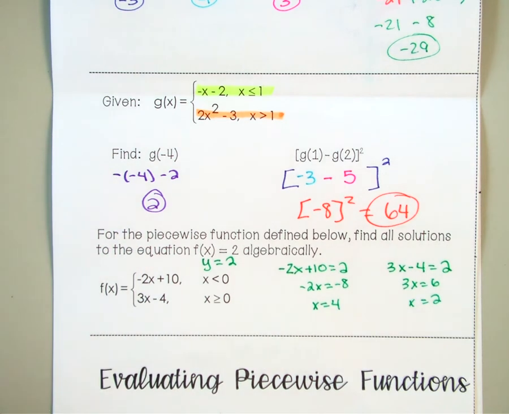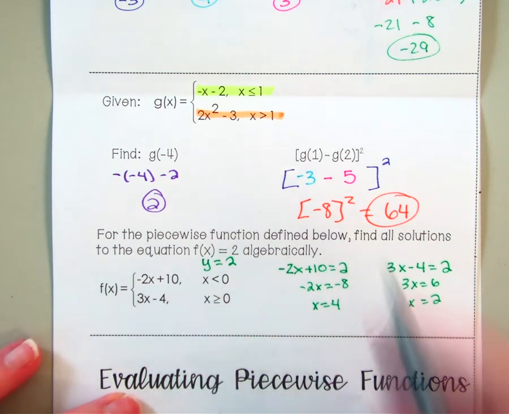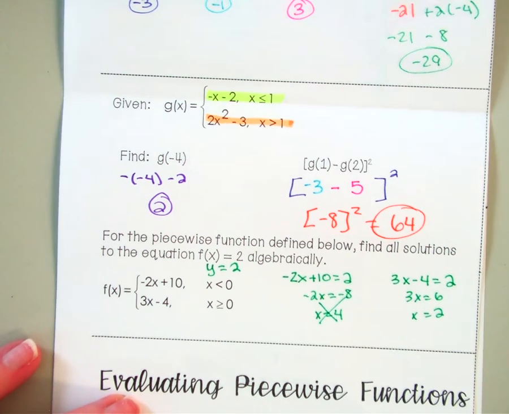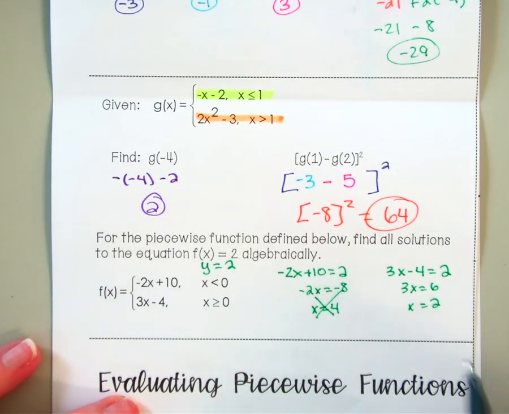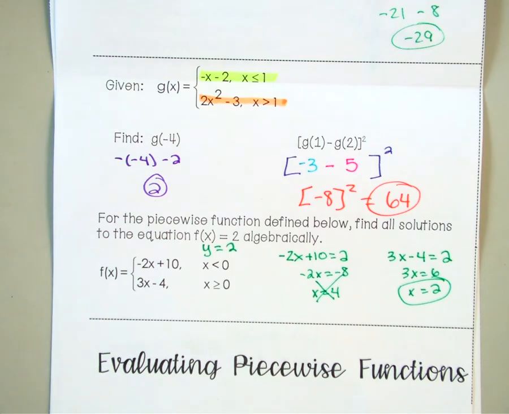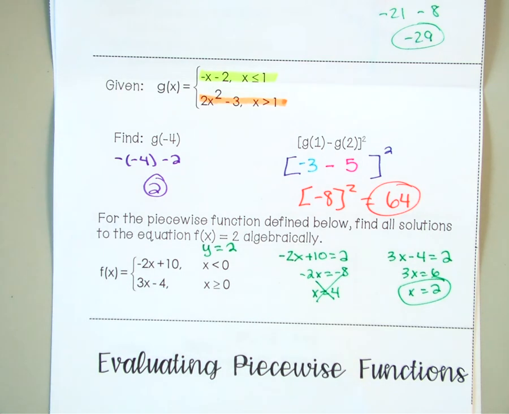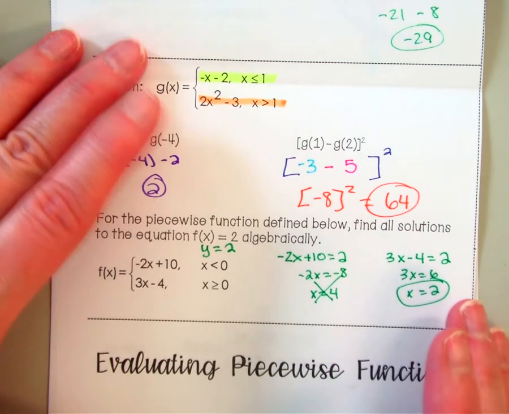So now we just have to check. My first piece, I got x equals 4, but 4 doesn't work in that restricted domain. 4 is not less than 0. So that's not actually going to be a solution. And the other one, x equals 2, 2 is greater than 0. So that one's going to work. So x equals 2 will be our only solution for that because, again, this piece didn't work within the domain from that function rule.